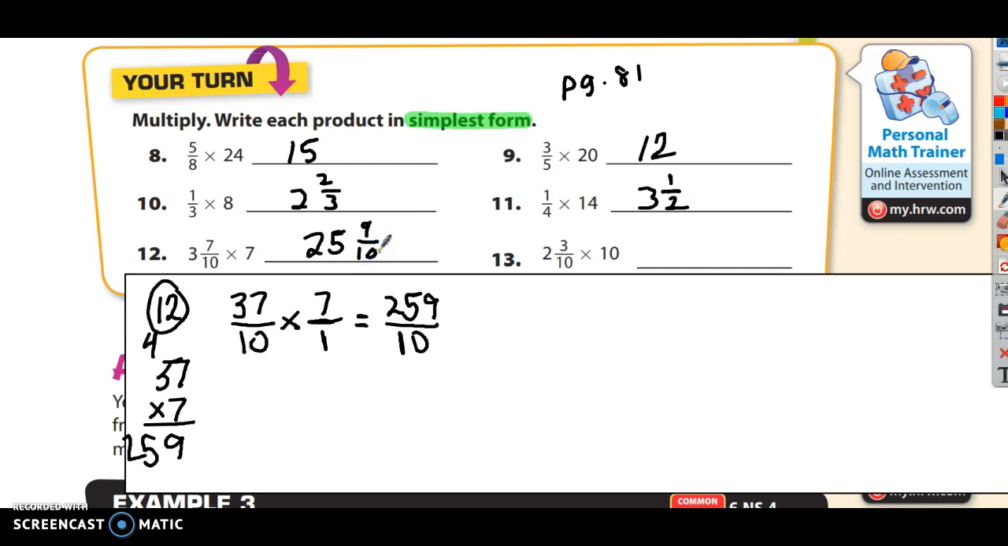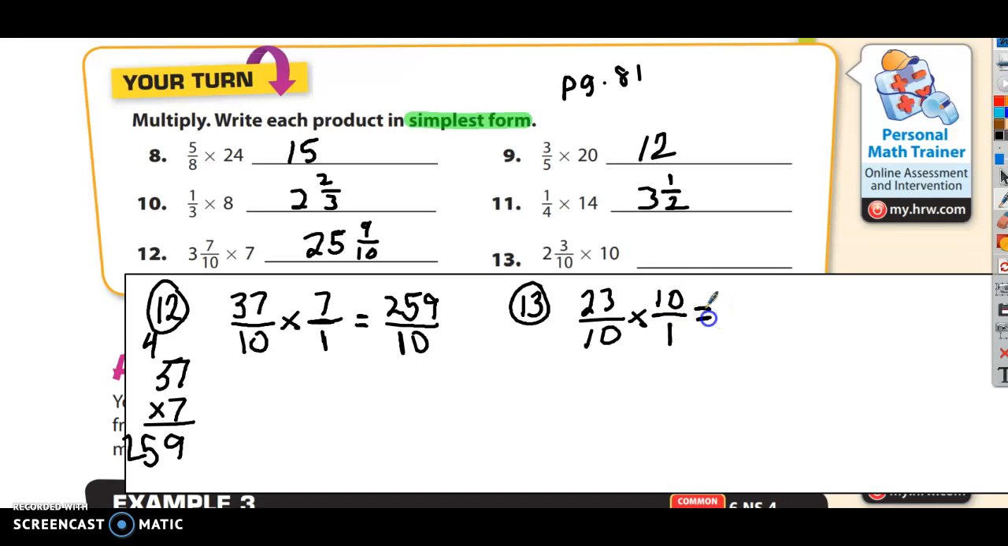This next one's a little bit easier. Check out this one. This one's pretty simple, in fact. Remember the steps that we just did? We turn it into an improper fraction: 2 times 10 is 20, plus 3 is 23. 23 over 10 times, this is going to be 10 written over 1.